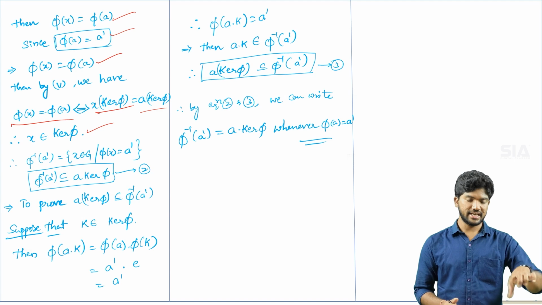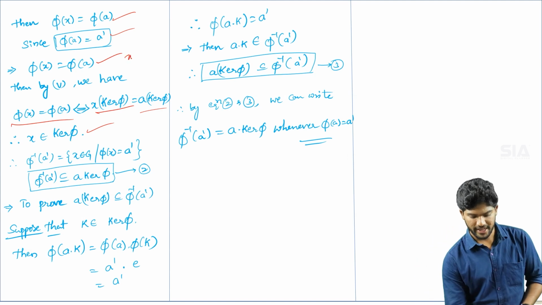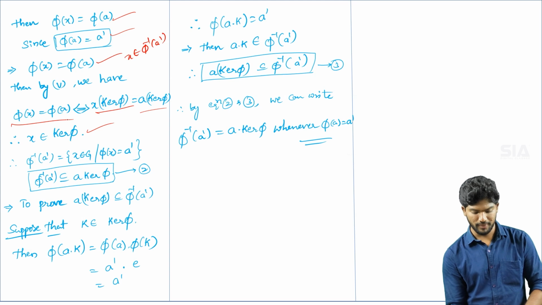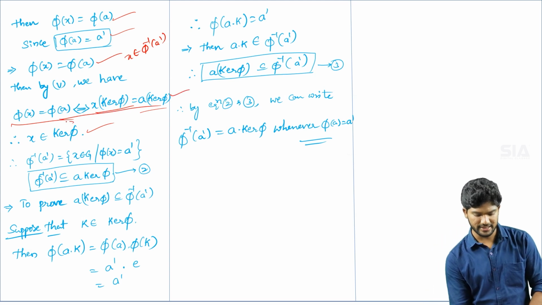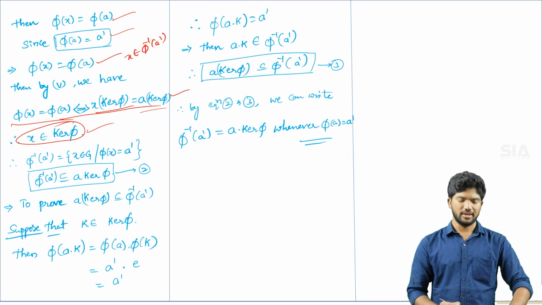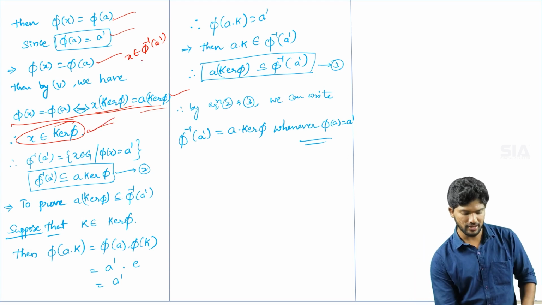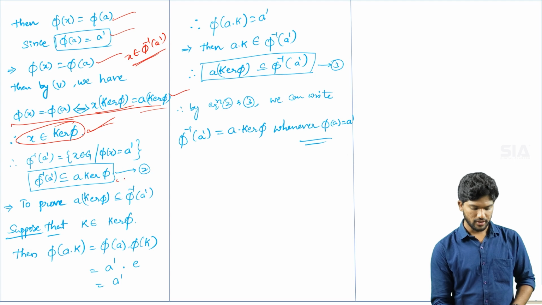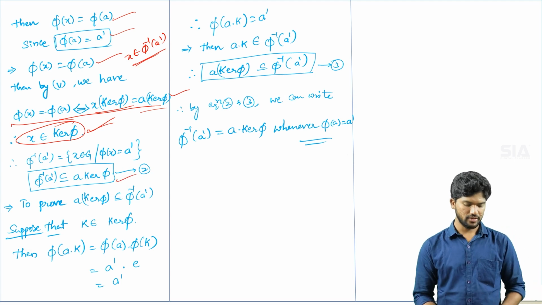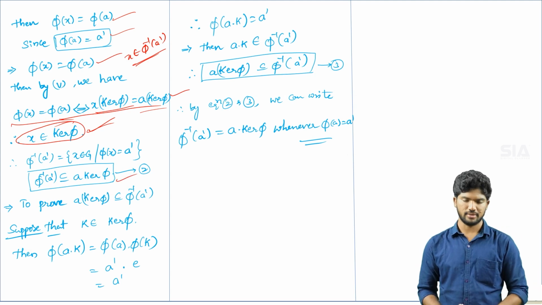అంతే కదా. First x అనేది ఎక్కడ తీసుకున్నాం మనం? First x belongs to phi inverse of a dash అని తీసుకున్నాం. After applying that coset property, from this equation you can clearly say that x belongs to a into kernel phi. ఇప్పుడు x అనేది ఈ రెండు వాల్యూస్ లో కామన్ ఎలిమెంట్. x is the common element. So therefore phi inverse of a dash is subset or equal to a into kernel phi. That is equation number 2.